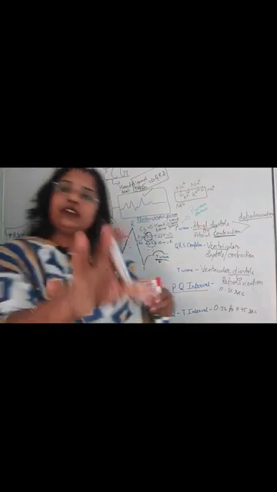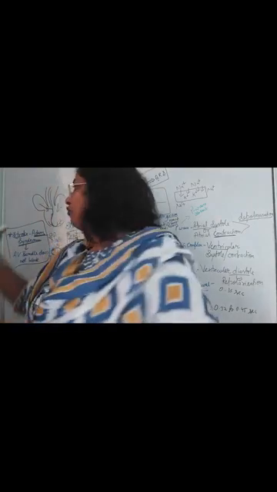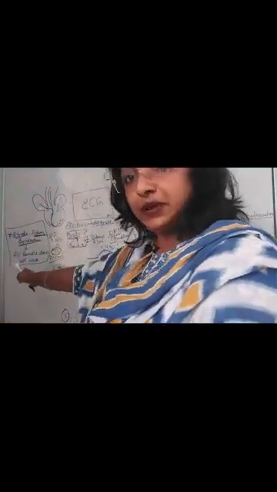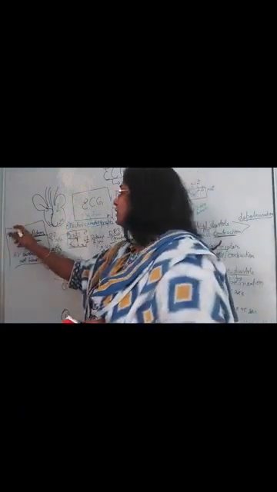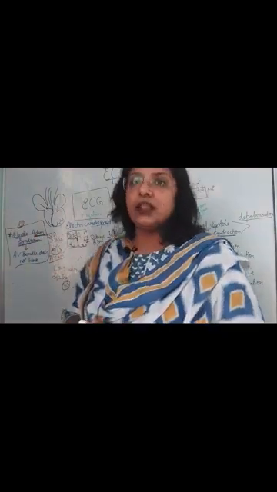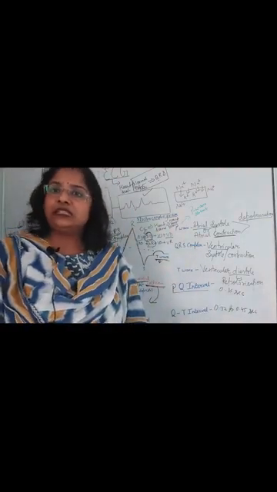So if the AV bundle does not work, then we can say it is Stokes-Adams syndrome. That means the SA node is working, the AV node is working, but the impulse from the AV node is not being transferred to the AV bundles, and not to the Purkinje fibers. This is another cardiac disorder. So I think you will be clear about the ECG and you will be able to cover all questions that come from the ECG. Thank you.